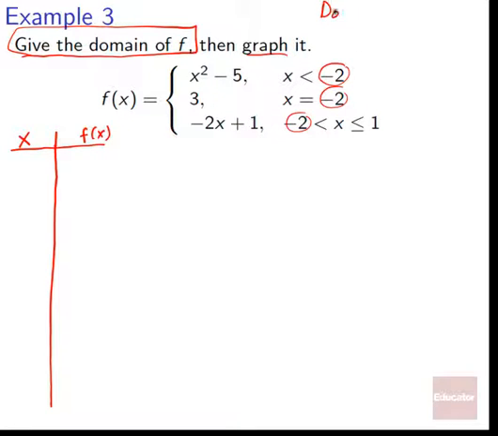So domain, how do we come up with the domain? Well, remember, domain is all of the inputs that are allowed to go into a function. x² minus 5, hey, x² minus 5, it never breaks down. 3 never breaks down. -2x plus 1, it never breaks down. So none of the processes, none of the rules, break. They're always defined.